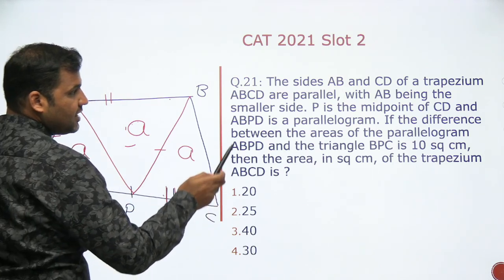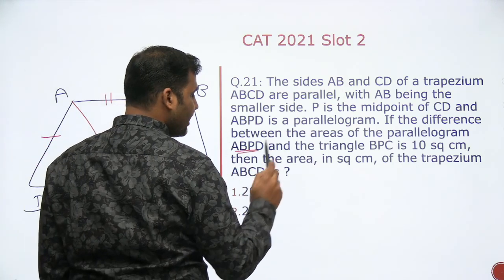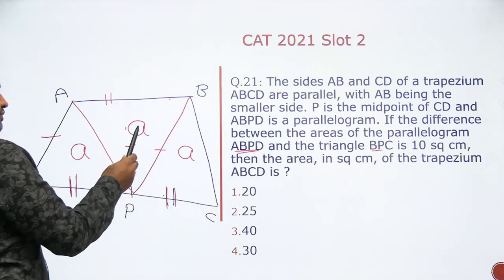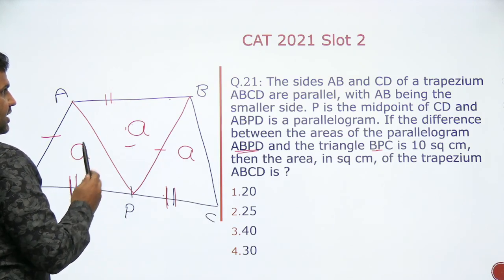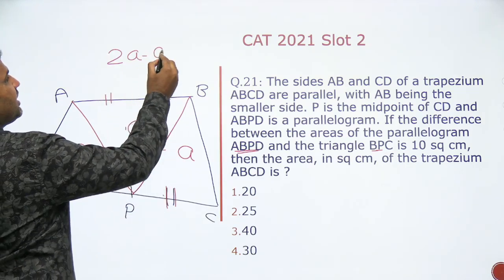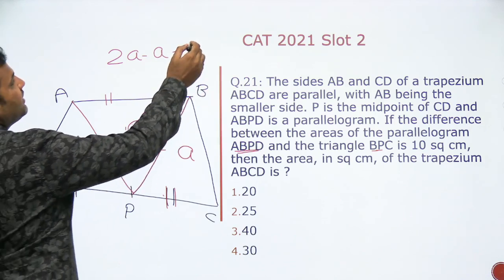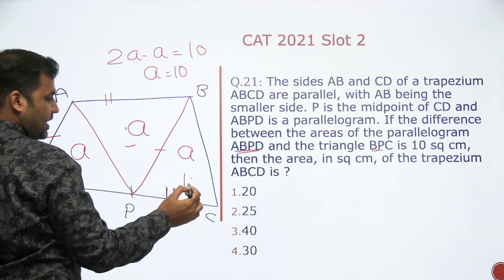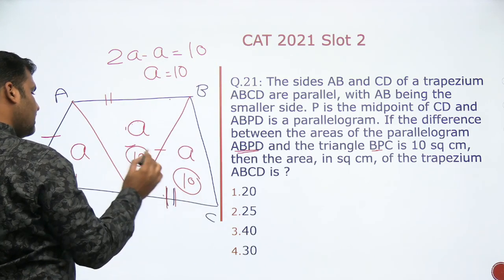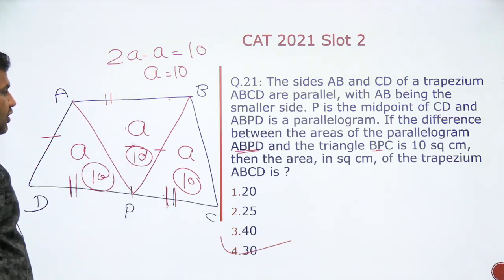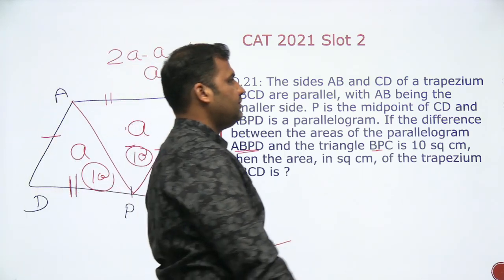Now, the question says the difference between the area of parallelogram ABCD and triangle BPC is 10. That means the area of parallelogram ABCD is A plus A, that is 2A, minus the area of triangle BPC, which is A. Then this area is given to you as 10. So that means A is 10. If A is 10, then this would be 10, this would be 10, the whole ABCD area would be 30. The fourth option would be the correct answer.